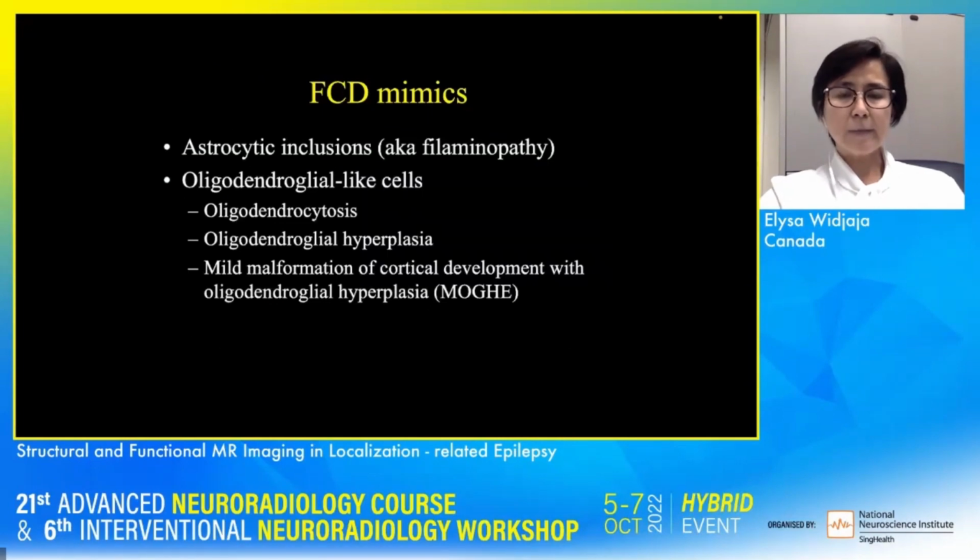Please note that there are mimics of focal cortical dysplasia, including astrocytic inclusion, also known as filaminopathy, and oligodendroglial-like cells. There are various terminology associated with oligodendroglial-like cells, including oligodendrocytosis, oligodendroglial hyperplasia, mild malformations of cortical development with oligodendroglial hyperplasia, also known as MOGHI.